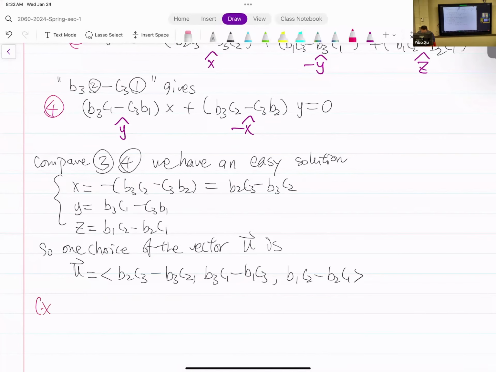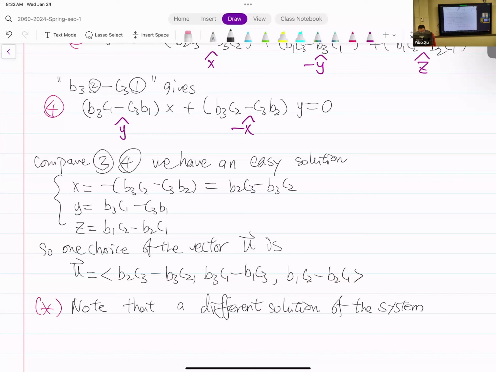Note, this is an important note. Note that a different solution of the system is the components of the negative u.